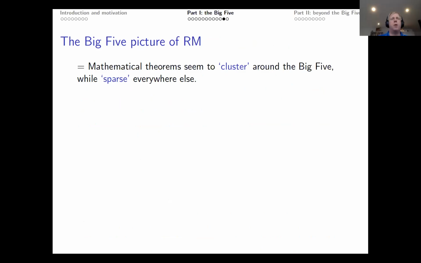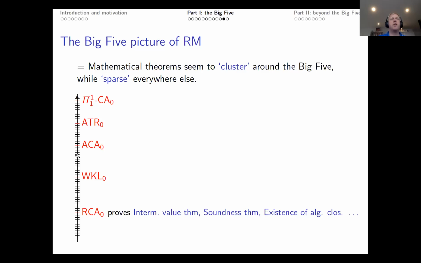So where am I going with all this? Well, I want to show you the following. If we look at the big five picture of reverse math, then we observe that mathematical theorems seem to cluster around the big five and are sparse everywhere else. So here we have the big five. And as we know, each system is strictly stronger than the next. So this is fairly weak, weak, medium, medium, relatively strong. There's plenty of stuff in between here. Purely logical formulas, like the consistency of I sigma 17, are somewhere here.